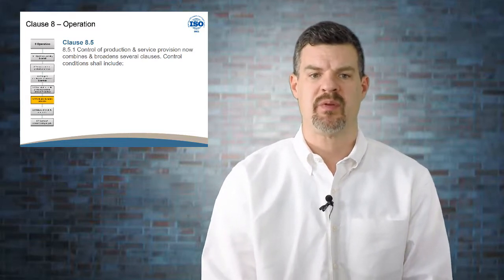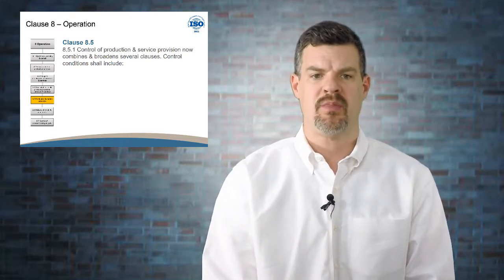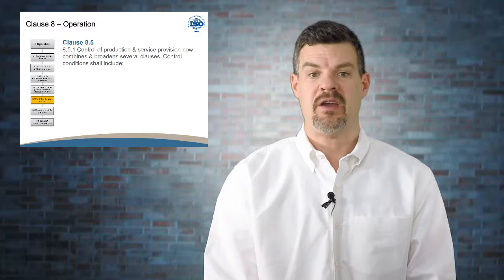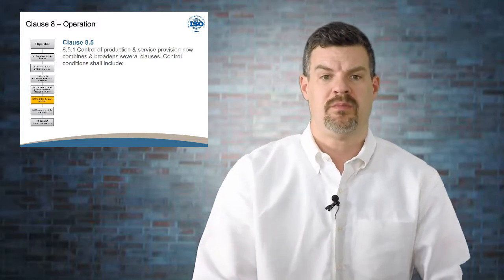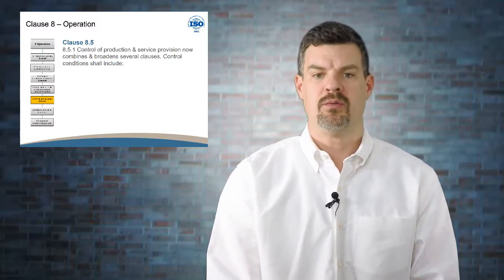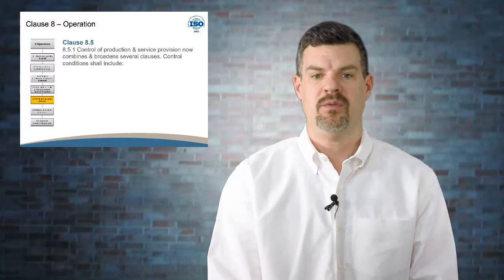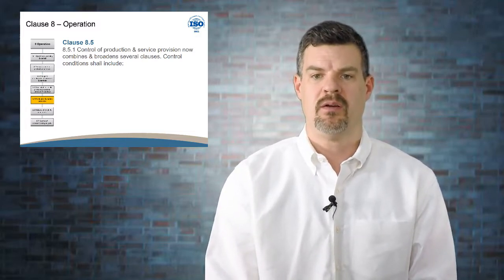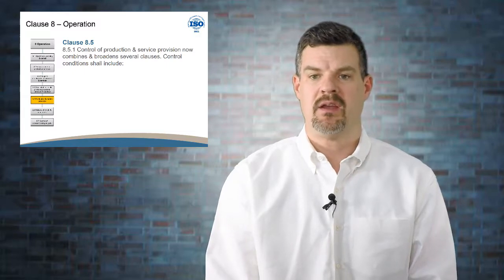8.5, production and service provision. So this is really where the rubber meets the road. This is really the only clause where there is added value. Everything else, all other 27 of the 28 subclauses really provide no direct value to the customer. All of that is, I guess you could call it waste or a factor of doing business, but this is where we start to get to the money-making side of things.